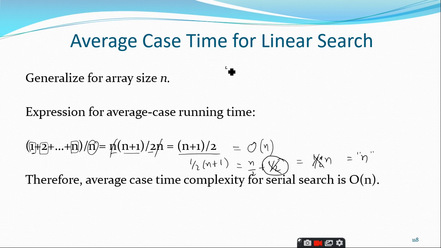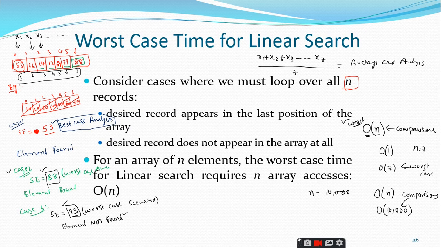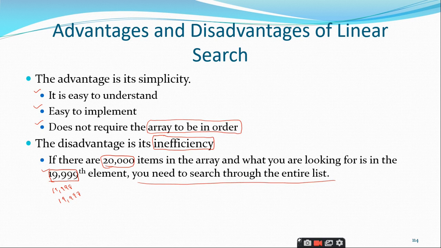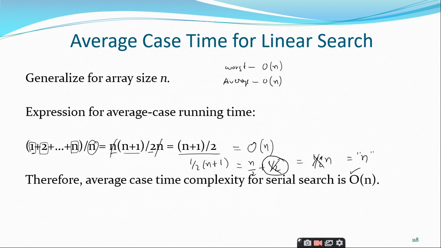So the worst case analysis for the linear search is big O of n, and the average case analysis also evaluates to big O of n. Of course, we should not use the big O notation for the average case analysis, but not an issue. And that's all about the linear search. We have seen the process of finding an element using the linear search. We have seen what the best case analysis is, what the worst case analysis is, and what the average case is. All these things we have seen.